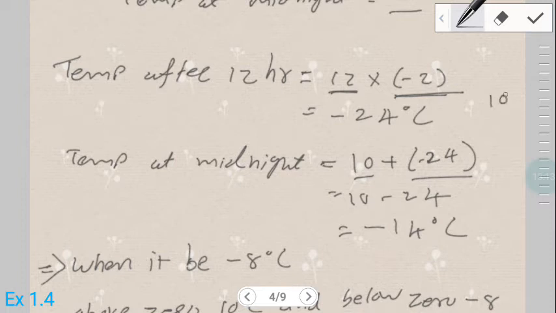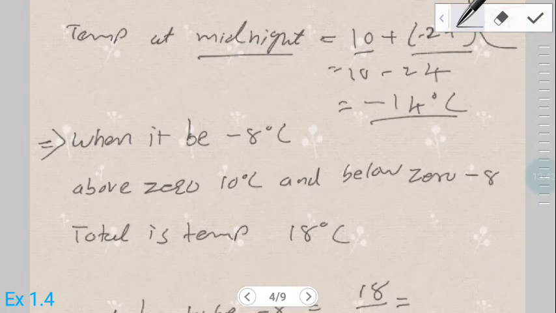That means 10 degrees at the daytime, and after 12 hours it goes 24 degrees Celsius down. That means from this if I subtract 24, it got down, so I will get simply minus 24 as the temperature after 12 hours. That means finally at midnight it will be minus 14 degrees Celsius. Another case is when it is 8 degrees Celsius below the zero, that means I consider minus 8 simply, so it will be easy to understand.